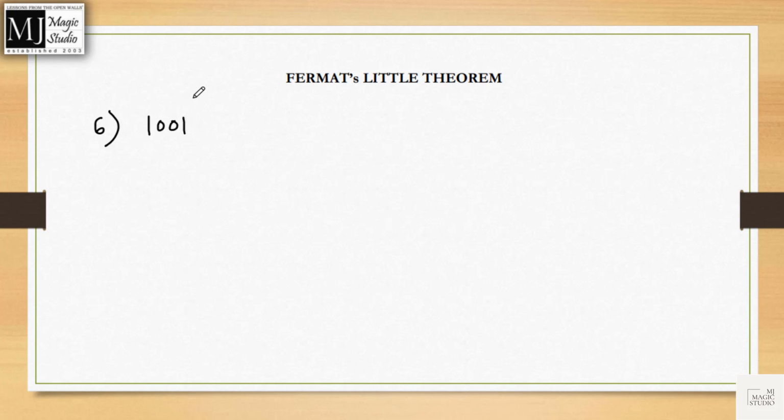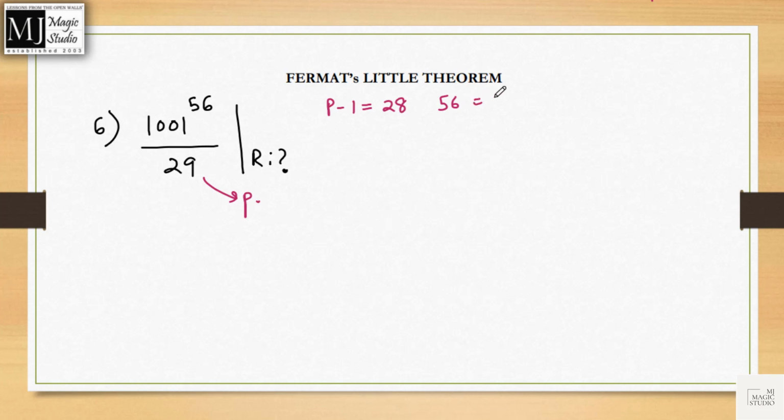1001 raised to the power 56 is divided by 29. Find the remainder. Give it a try. Okay, let's see the checking. 29 is a prime number. Done. Now power should be p minus 1, that is 28. But it is given 56. We can see that 56 is 28 into 2, a multiple.